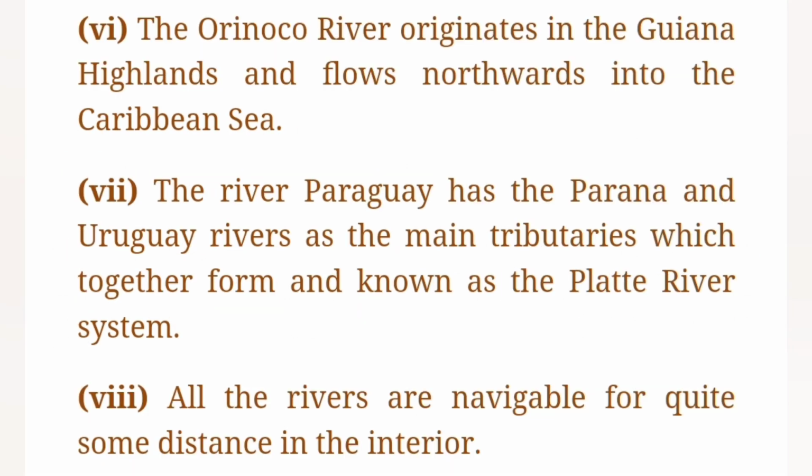Sixth point, the Orinoco River originates in the Guyana Highland and flows northwards into the Caribbean Sea. Then seventh point, the river Paraguay has the Parana and the Uruguay River as the main tributaries, which together form and are known as the Plata River system. Then eighth point, all the rivers are navigable for quite some distance in the interior.